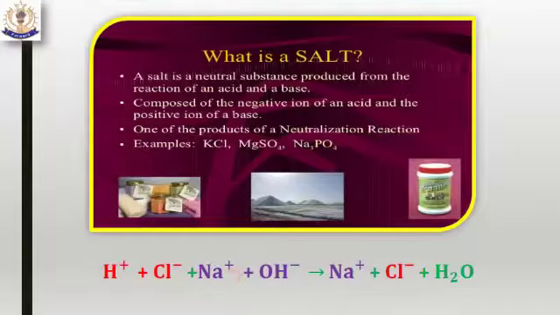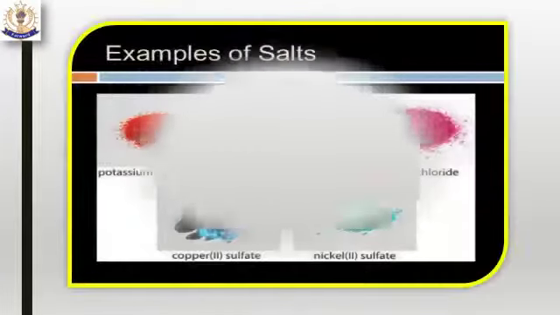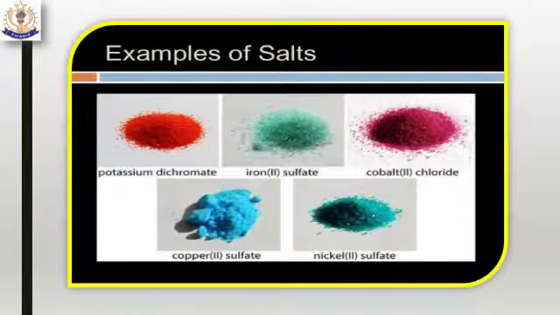Examples are KCl, MgSO4, magnesium sulfate and sodium phosphate. Here are some other examples of salts with their pictures: potassium dichromate, iron sulfate, cobalt chloride, copper sulfate, nickel sulfate. These all are the salts.